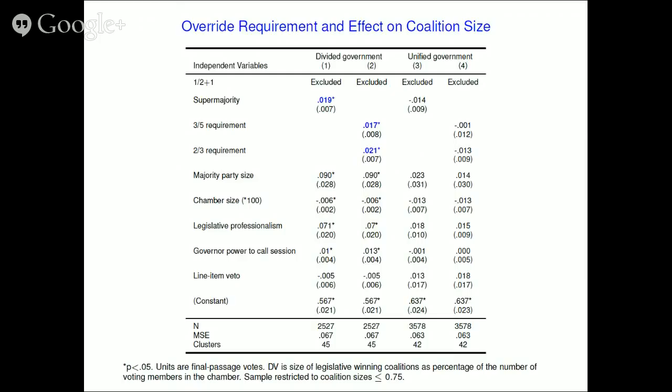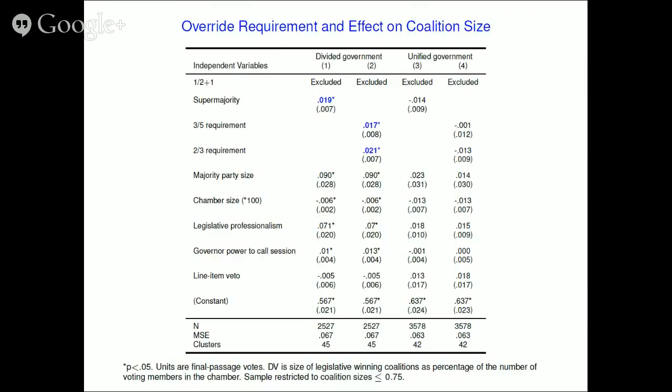As we see, supermajorities compared to 1/2 increase coalition sizes by about 2%, exactly as expected. And we see that 3/5 and 2/3 also both increase coalition sizes as expected: the 3/5 requirement by about 1.7%, the 2/3 requirement by about 2.1%. In other words, in 2/3 states, coalition sizes on final passage bills are 2.1% larger than they are in states with a majority override requirement.